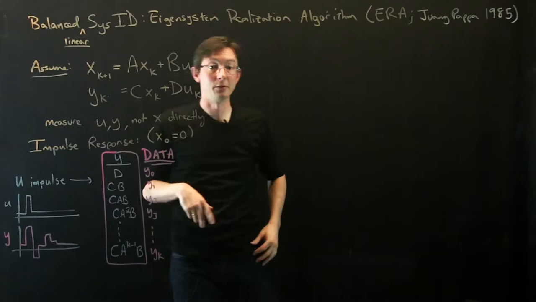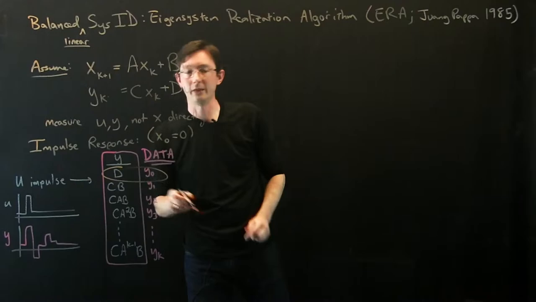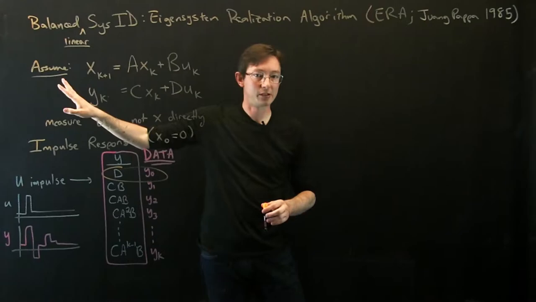So the first thing we're going to do, just really simply, is we're just going to pull off Y0, the first measurement, and we're going to call that our D matrix. First thing is first, so we have our D matrix, that's easy.